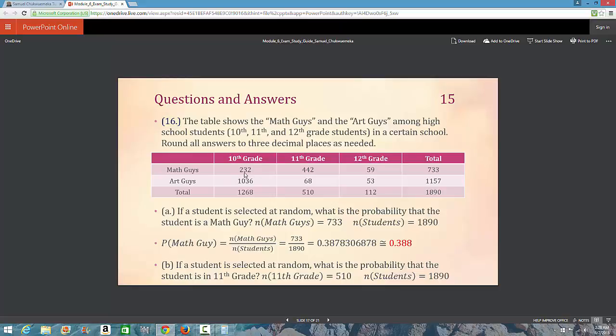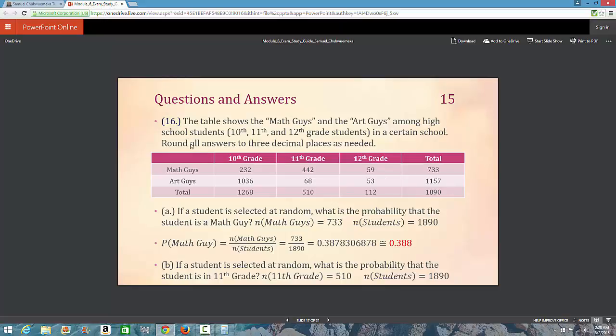So we have 232 10th grade math guys. We have 53 12th grade art guys. We have 510 11th grade students that are both math guys and art guys. We have 733 math guys from 10th grade, 11th grade, and 12th grade. We have 1,157 art guys from 10th grade, 11th grade, and 12th grade.